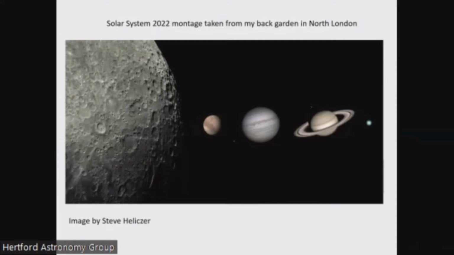So this is a montage of the planets that Steve has taken, and I think that's fantastic. So we've got the Moon, Mars, Jupiter, Saturn, and Uranus. Shame they're not all that close in real life. But yeah, that's a brilliant picture. Well done.